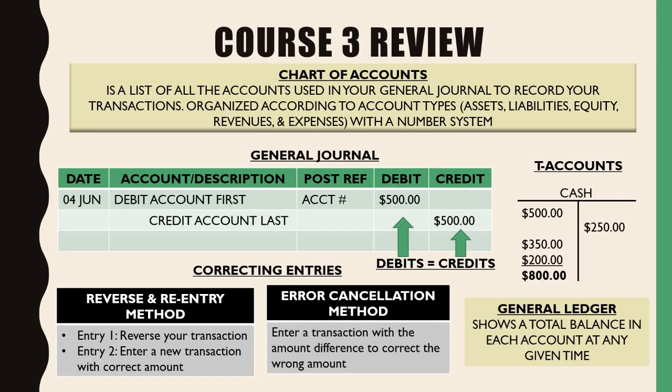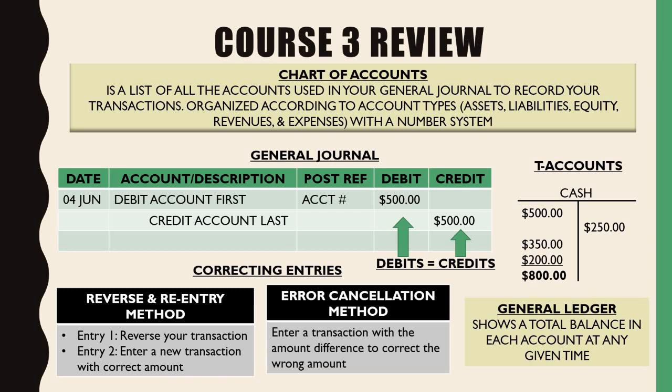Okay. Course review. We learned about what the chart of accounts is and what it does when you are going to be journalizing, okay? This right here is an example of how a journal should look, with the date, the account names, account numbers if you have any, okay? And of course, you have your total debits equaling your total credits, okay?